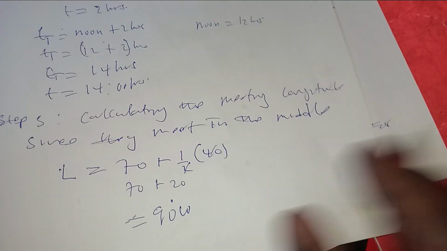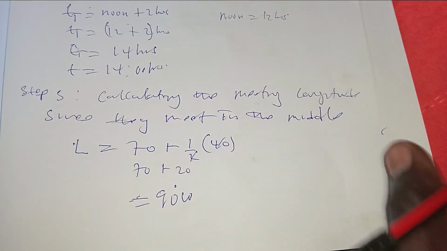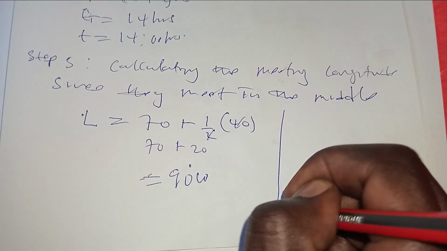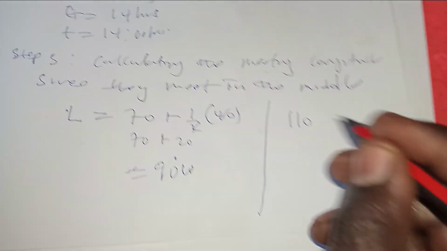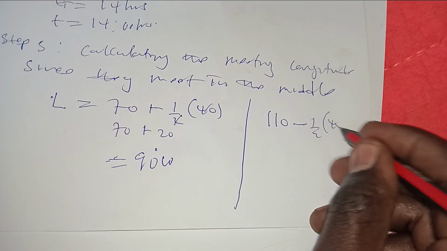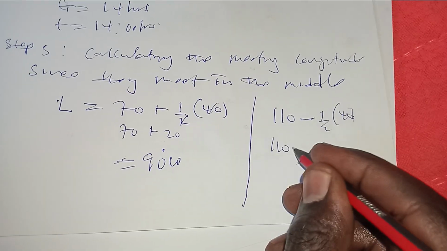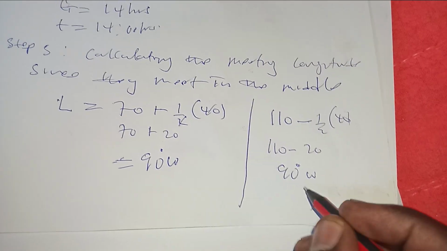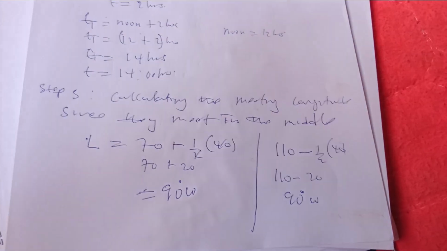So they meet at 90 degrees west, or from 110 you subtract 1 over 2 multiplied by 40. So 110 minus 20 is 90 degrees west. So this is the answer.